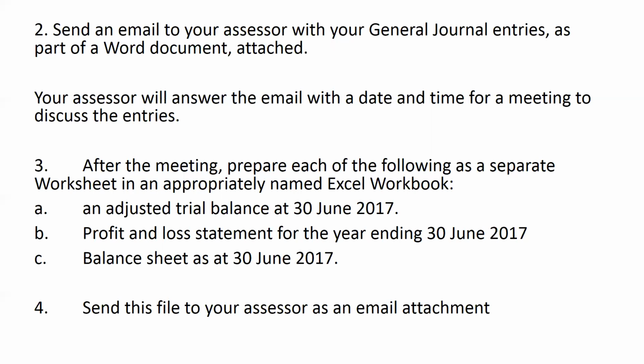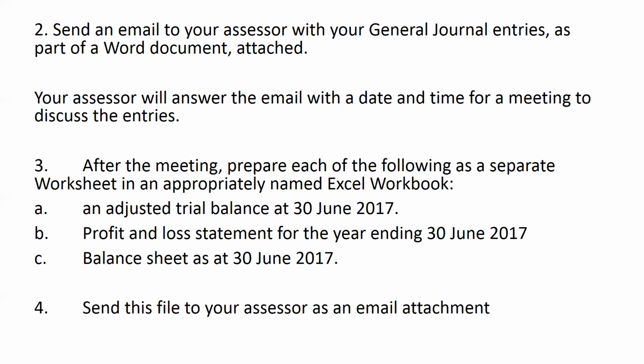You just need to send it to me, and we need to have one meeting about those entries, where I'm going to tell you whether they are right or wrong. The meeting is very important because if any of your journal entries is wrong, the whole math will be wrong. So we need to fix these journal entries before you jump onto the main part of the assessment.